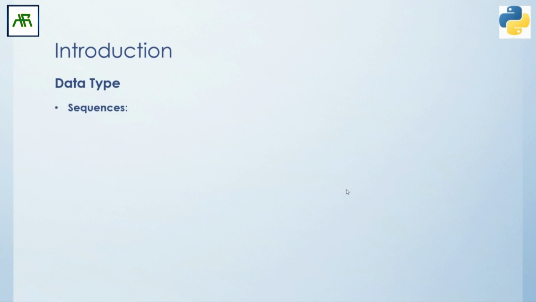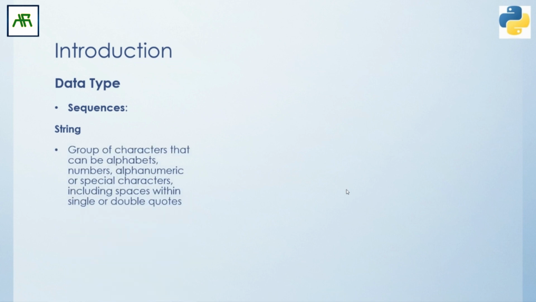Next, data type sequences. As we saw earlier in the table or chart, sequences have three different types. First one is string. String is a group of characters that can be alphabets, numbers, alphanumeric, or special characters, including spaces within single or double quotes. This is very important. It's basically anything within quotes. Whatever goes within the double quotes is considered a string and processed based on the instructions given.